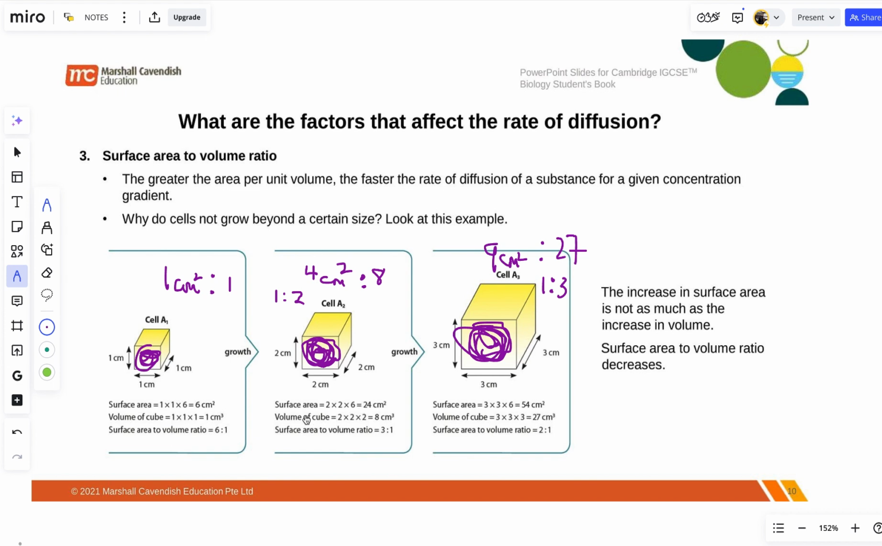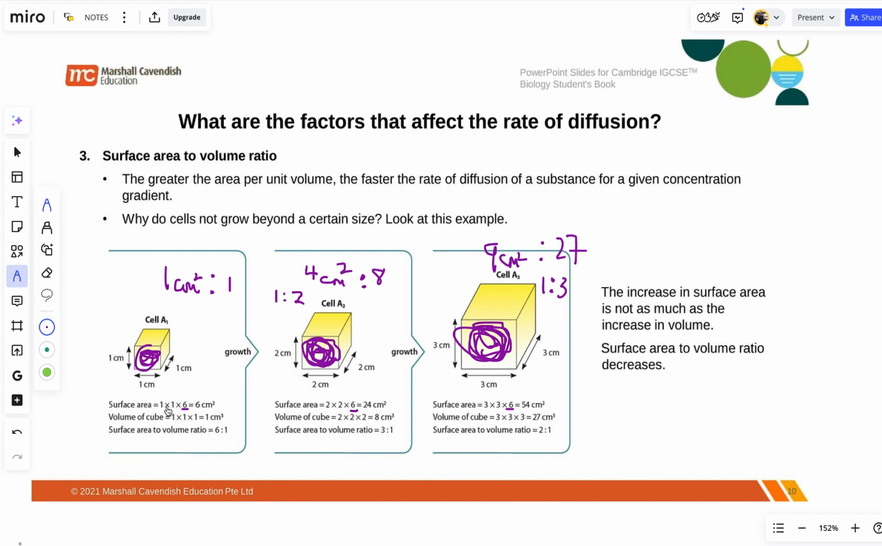Let's see this one. Surface area is 2 times 2 times 6, we get 24. 24 has been given as the factor to multiply. So we are multiplying each one by 6 for our area. Okay? Surface area. Because there are 6 surfaces, right? The one we did before was just for one surface. There are 6 surfaces. That's why we are multiplying by 6.